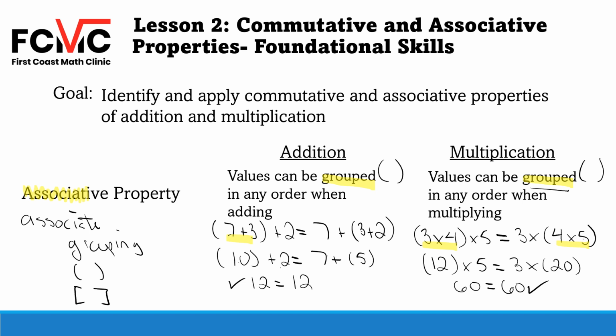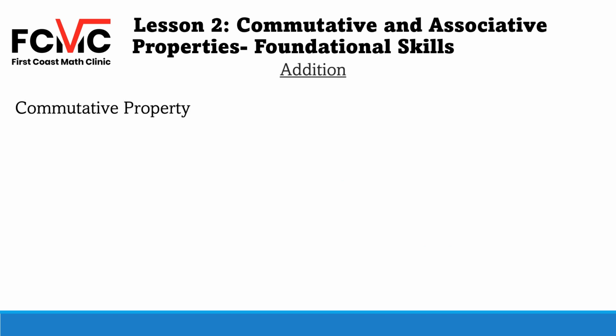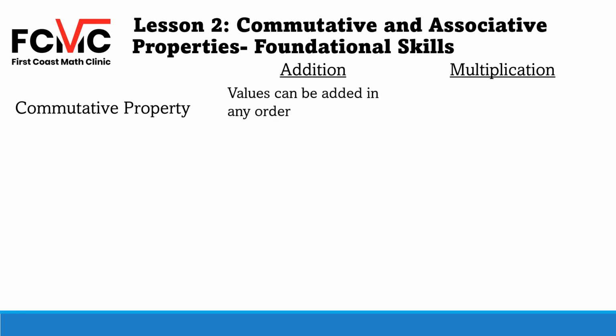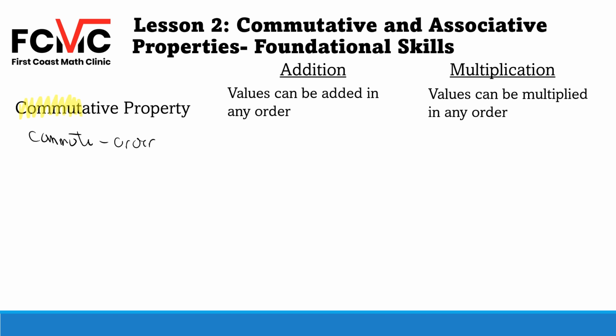All right, let's look at the commutative property now. Our commutative property has a property of addition and multiplication, and our commutative property of addition says the values can be added in any order, and our commutative property of multiplication says the values can be multiplied in any order. Now, when we think of commutative property, think of the word commute. Think of order. So what order are we going, right? So our commutative property of addition deals with order. Commutative property of multiplication deals with order. We can add in any order. We can multiply in any order.